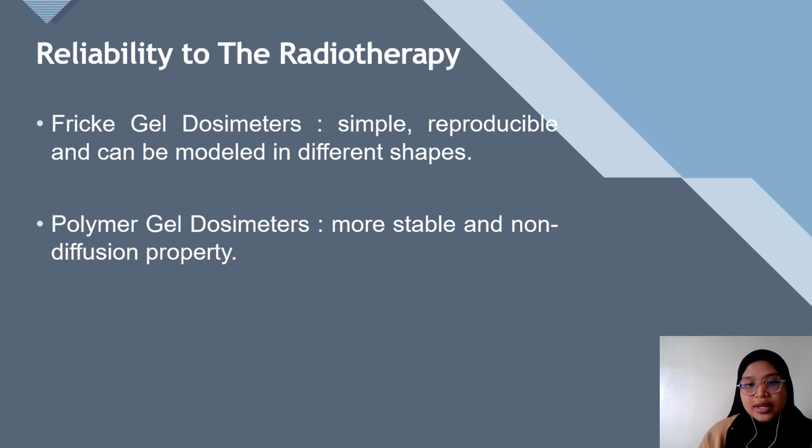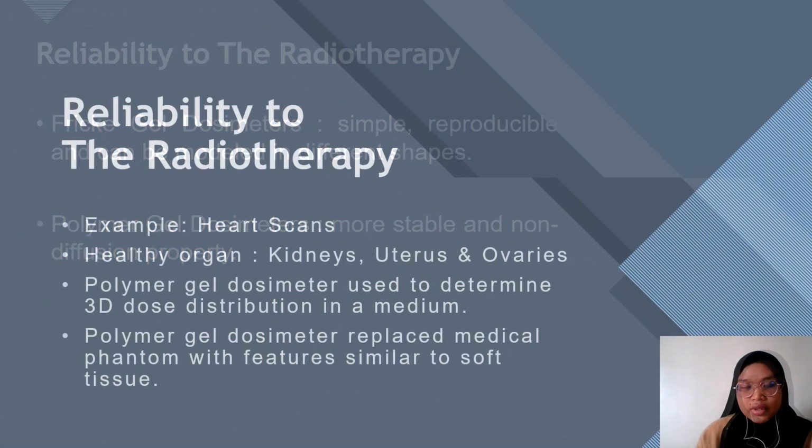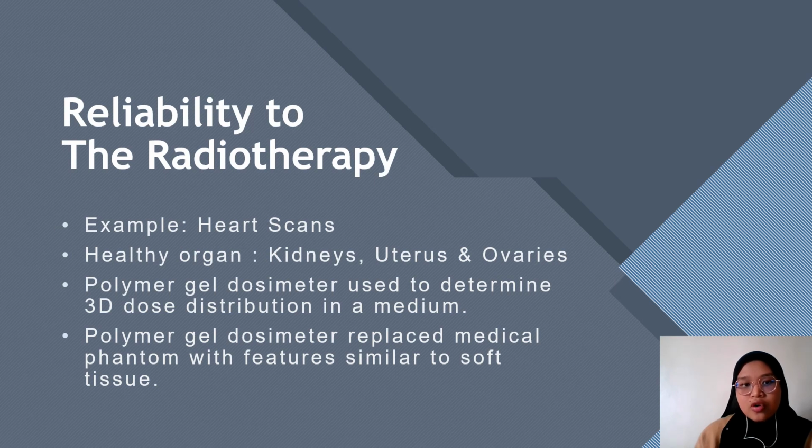It is more stable and has non-diffusion property, but it is affected by oxygen contamination and concentration of cross-linker. So before we use polymer gel dosimeter, we need to remove free oxygen from the gel. There are several types of scan in nuclear medicine application. For example, heart scan is the most common. In this scan, kidney as a sensitive organ absorbs a higher amount of dose as well as uterus and ovaries.